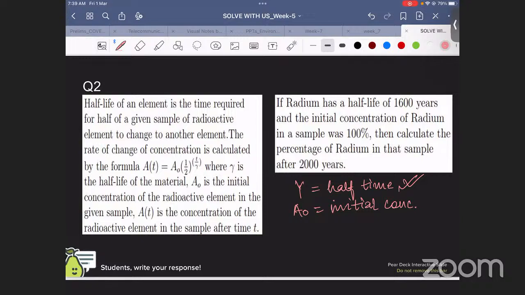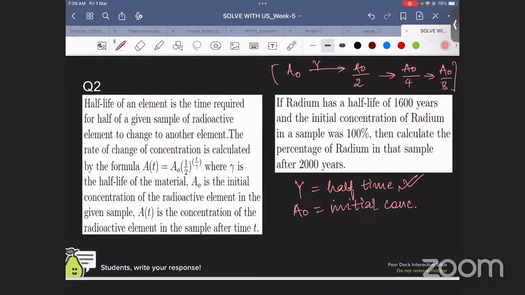So for example, if it starts with A naught, the initial concentration, after gamma time it will be A naught by 2, correct? And after again gamma time, what will be the value? A naught by 4. Yeah, correct. And again A naught by 8. So it's like a GP, it will reduce to half every time. Okay, so this is how it is proceeding.